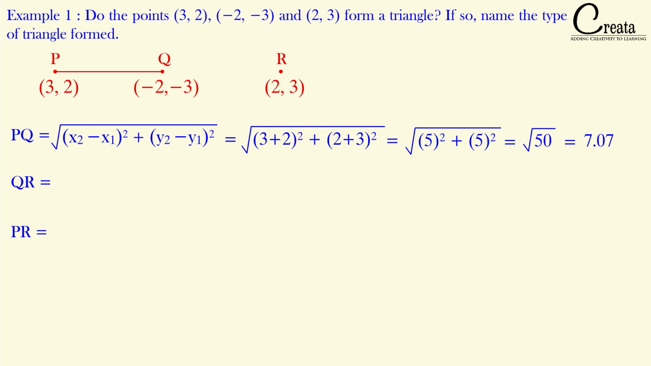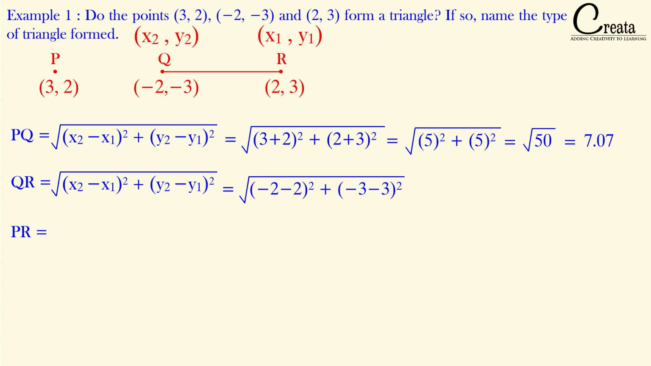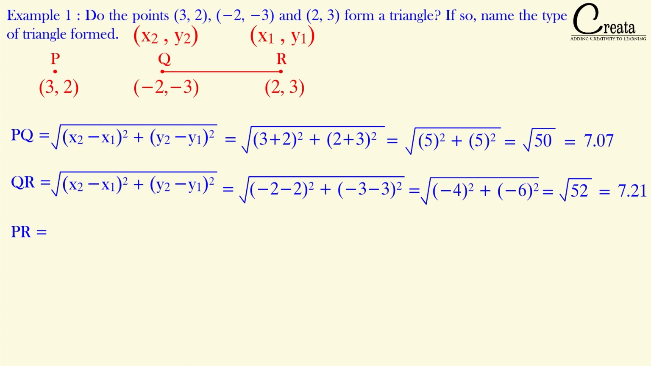Let's find the distance between point Q and R, that is side QR. We know x1, y1 and x2, y2. Let's assume this as x1, y1 and x2, y2. We can assume anything as x1, y1 and x2, y2. The answer will not change. Why? Because we are having the square term. So you can take any point as x1, y1 and the other point as x2, y2. So let's put the values and solve it. On solving, we got the answer as root 52, which is approximately 7.21.